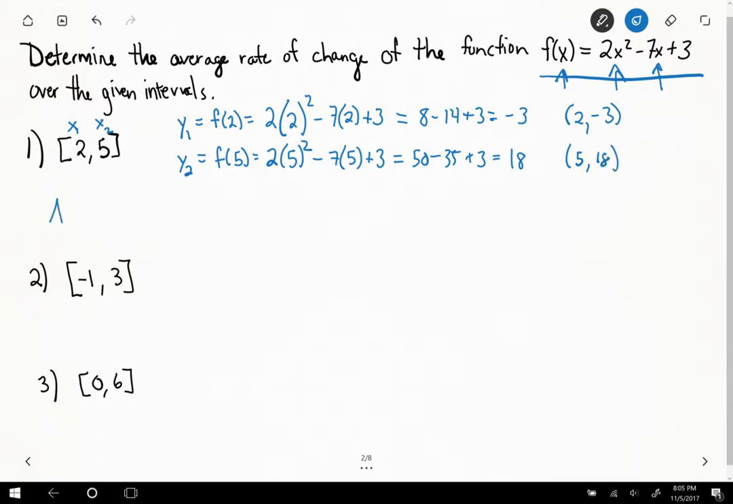So now the average rate of change over this interval is 18 minus negative 3, all divided by 5 minus 2. In other words, we have 21 over 3, and so our average rate of change is 7.